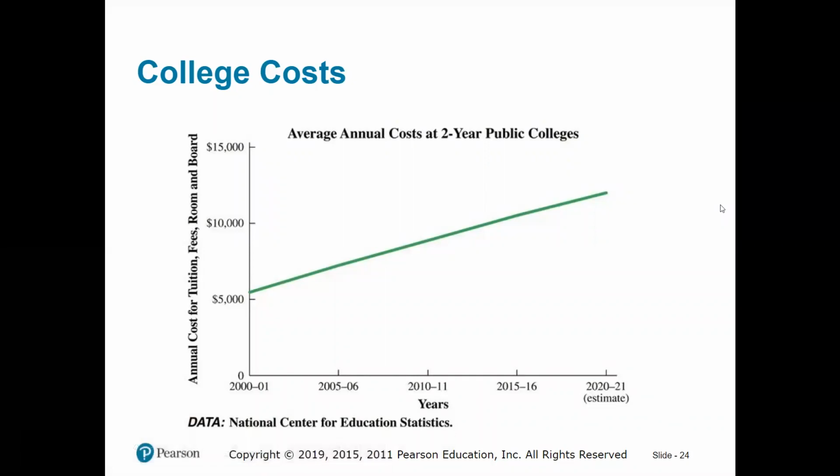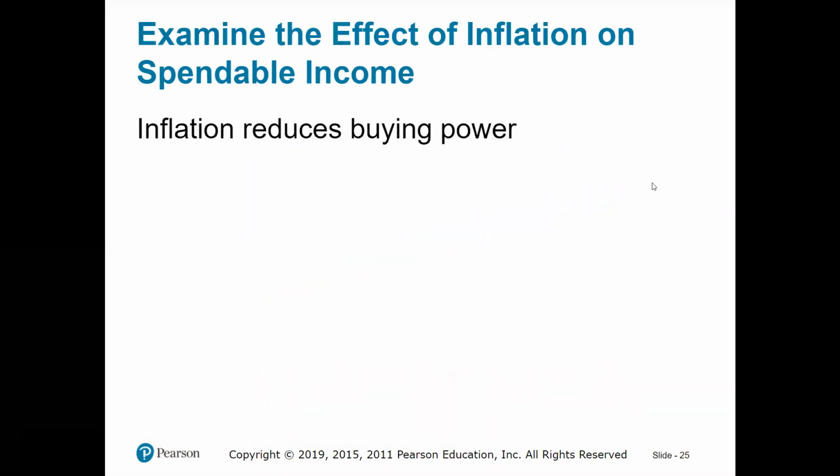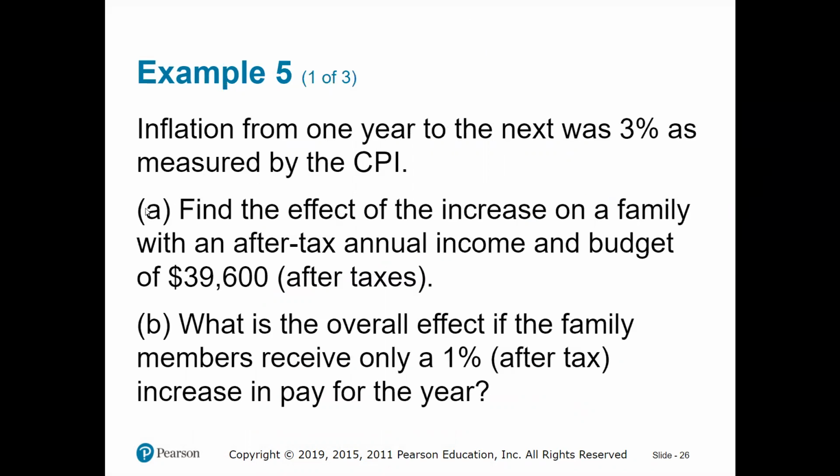College cost. It's just an average. It's a rough estimate. You guys working towards your goal at a community college are going to save more money than if you were at a 4-year school. Okay. Examine the effect of inflation on spendable income. Inflation reduces buying power. Okay.